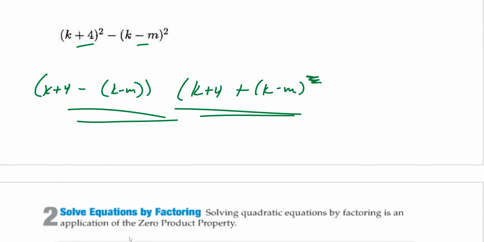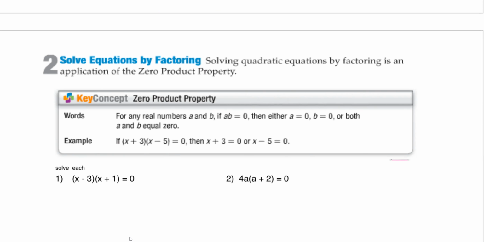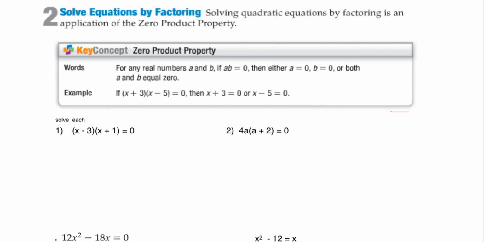But we're not done. That's factoring. Now we've got to solve by factoring. First thing we've got to do is use the zero product property. Super important property, makes life easy if you follow it. The zero product property says this: if you have x minus 3 times x plus 2 equals 0.